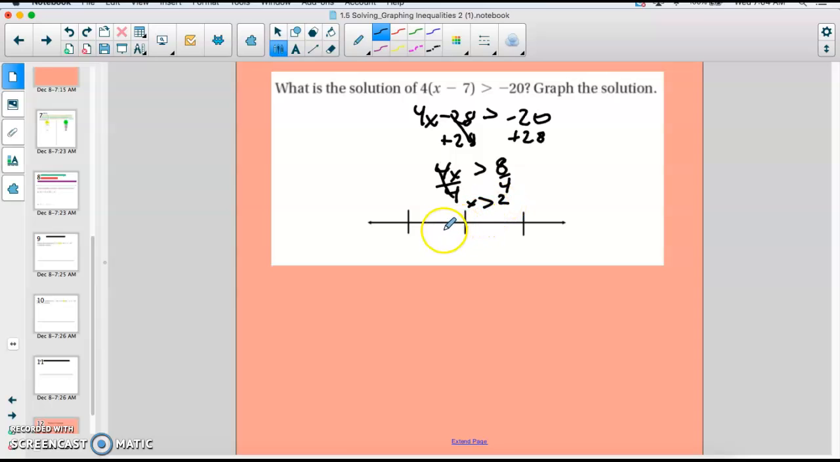So x is greater than 2, so let's make our number line here. Let's call this 0, 2, and 4. It's greater than, so we're going to do an open dot, and it's greater than 2, so the arrow goes this way.